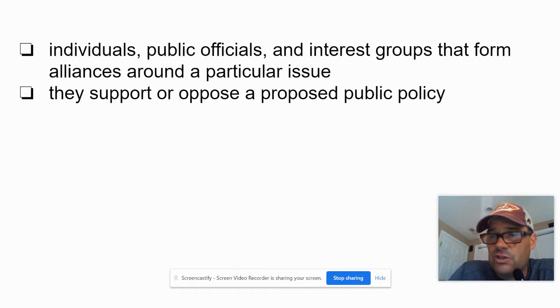So individuals, elected officials, and interest groups will align against a bureaucracy doing something or for a bureaucracy to make some sort of rule. Notice that Congress isn't making the rule here. It's the bureaucracy that's making the rule, and that's because of delegated discretionary authority. So they're being lobbied, basically, or the attempt to influence what the bureaucracy is doing.